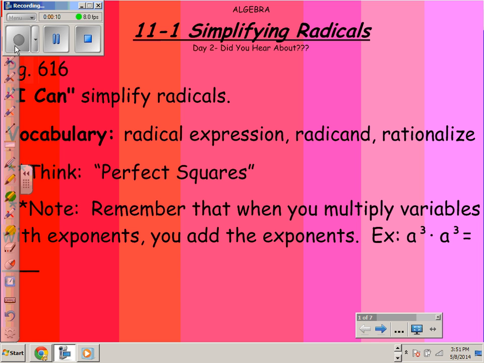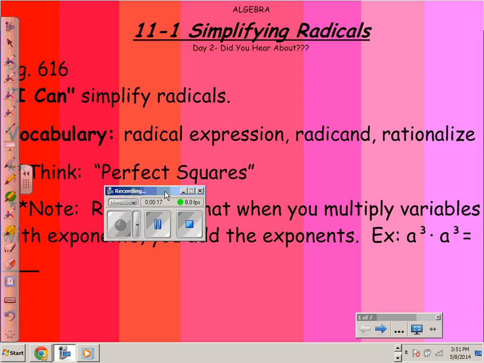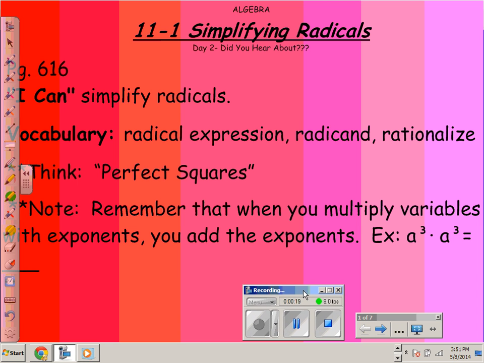Our I can statement for the day is I can simplify radicals. Simplifying a radical means to break up a radical into perfect squares.